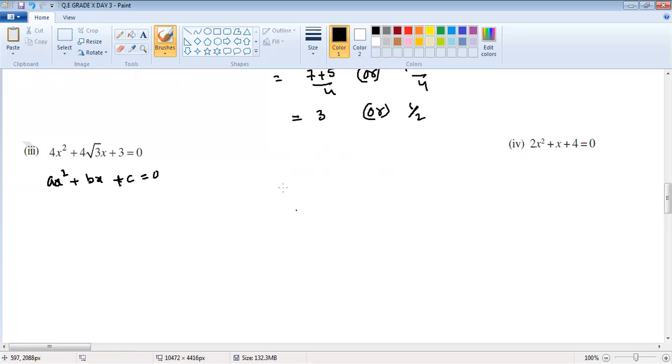Now, again, for this also, what is the a value? Sir, 4. Okay, b value, 4 root 3. c value, 3. Okay, can you check the discriminant, please?